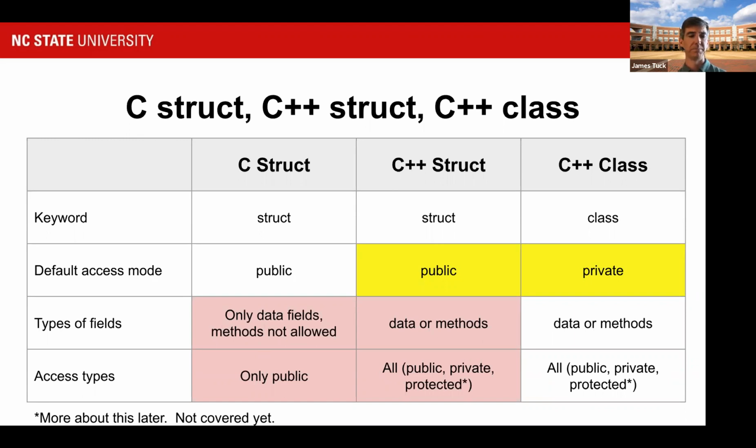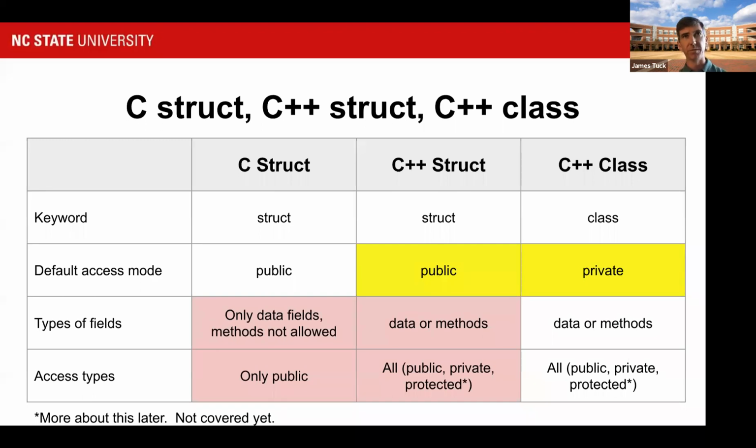And the only access type you could ever have in a struct is public. You can't make anything private. So C structs are really basic. And that's what I assume you know about from 209 and how you think about structs.